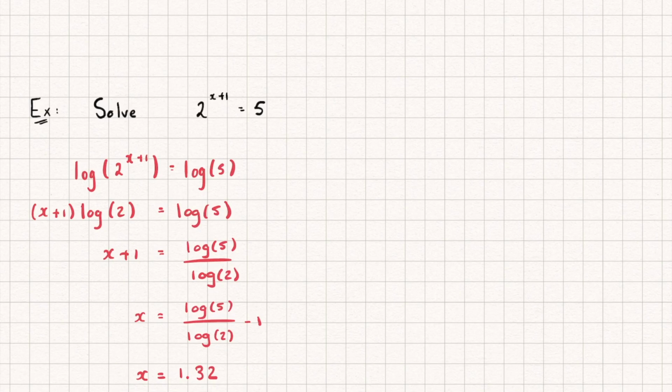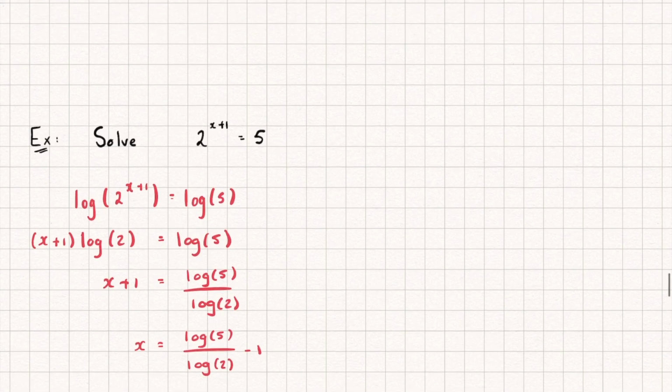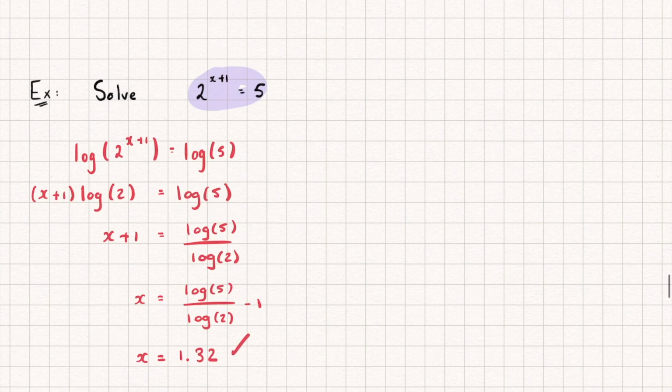Now, if you want to check that this answer is actually correct, you could look at the original equation, and I'm going to leave my answer exact in my calculator. I'm going to clear it, and press 2 to the power of, and then answer, because that will be the exact answer from before, plus 1, and that gives me an answer of 5, which means that the answer I've just got must be correct.